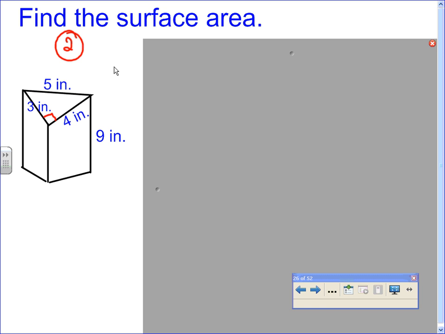The 6 is not right. It should be 2B plus PH, Mary. You're thinking of the pyramid. Awesome, good job. Do you see what you did wrong? Okay, good. Perfect. Good. Awesome.